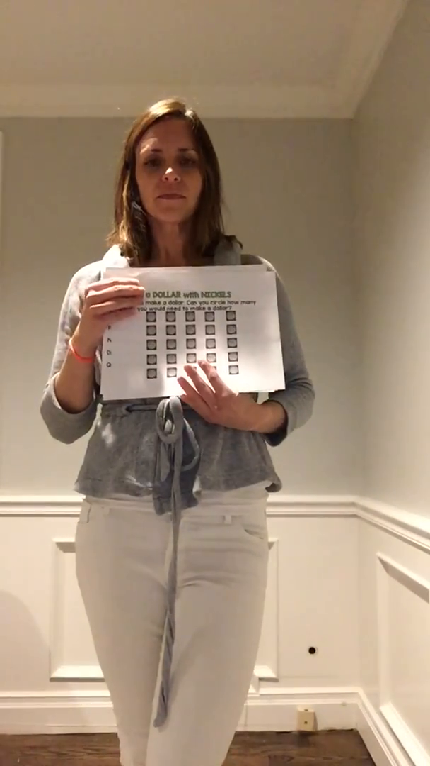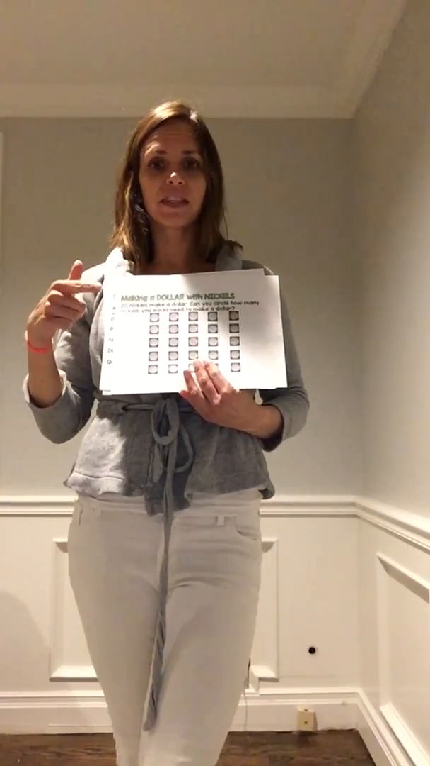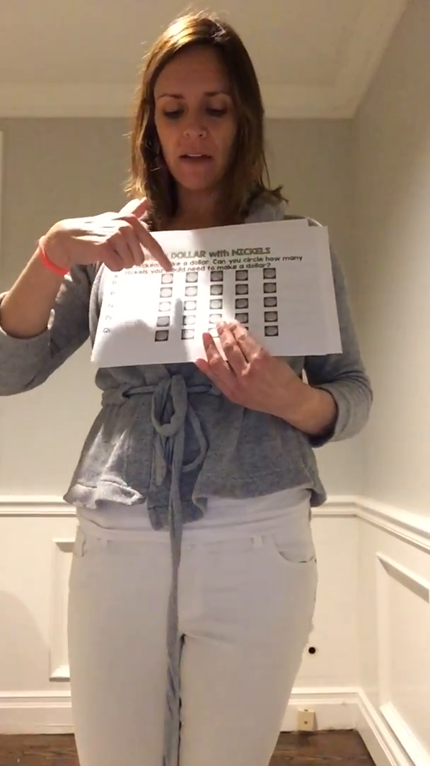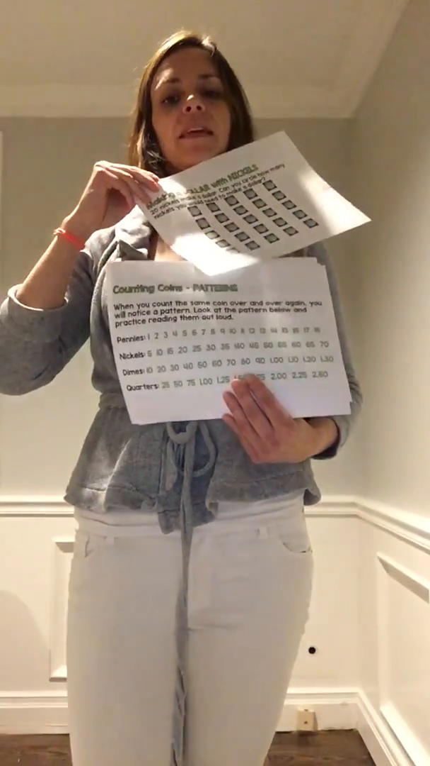And then you're going to do the same for nickels. You're going to count to 100 using nickels. So you're going to count by 5s, 5, 10, 15, and for every 5 you count, I want you to circle until you get to 100. And that is all the coins we're going to do this week.